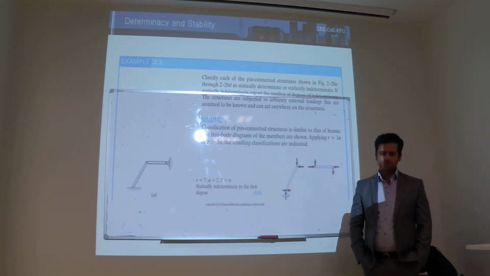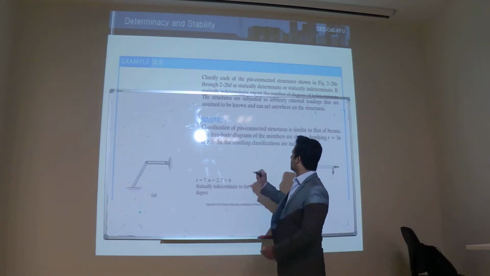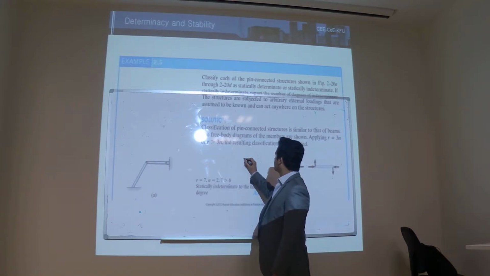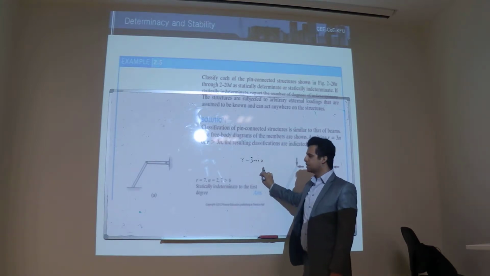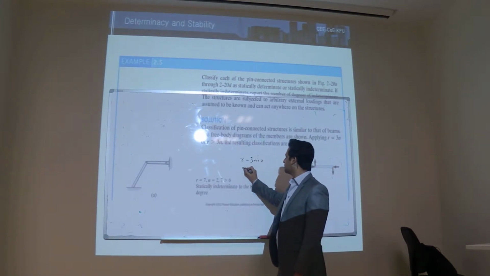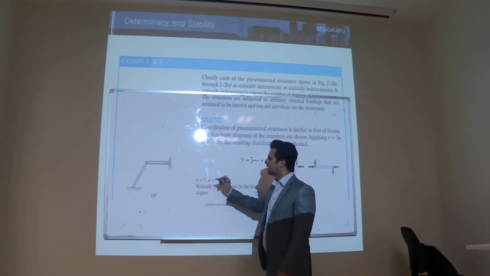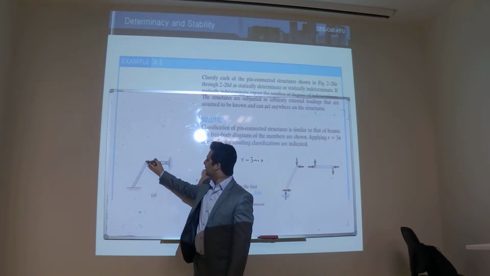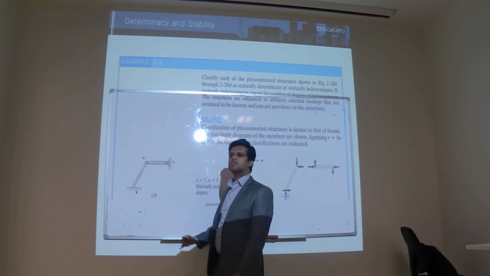We have 2 members and 1 joint. Is 7 more than 6? 3n equals 6. If the difference is equal to 0, it is determinate. How much is R? 7. So how come 7? 2 for the hinge, and 3 for the fixed. Hinge and fixed roller. It is a pin or hinge, so 2. 2, 3, 7.